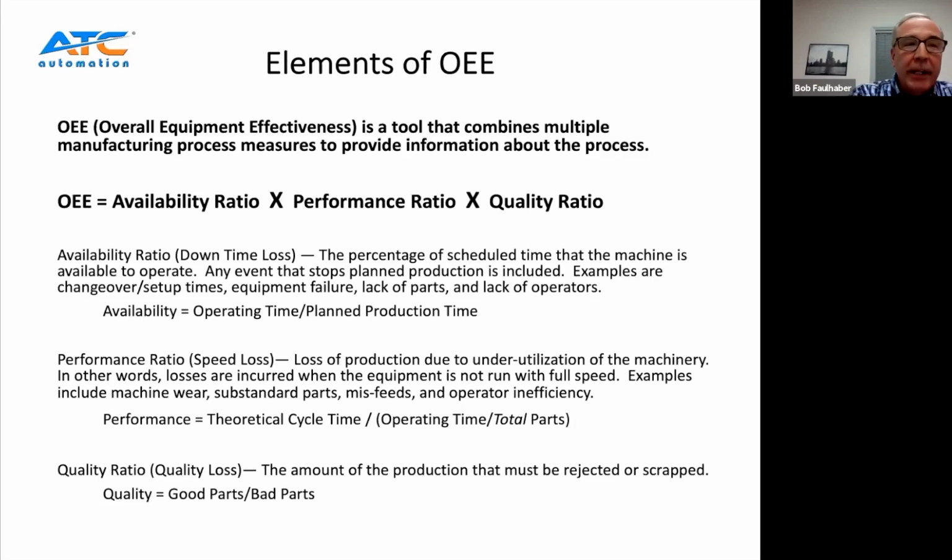So in the first item, we're identifying how much of the available time the line is actually running. In this second value, we're measuring, while it's running, how fast is it running based on the design of that equipment? Is it running at the right speed?